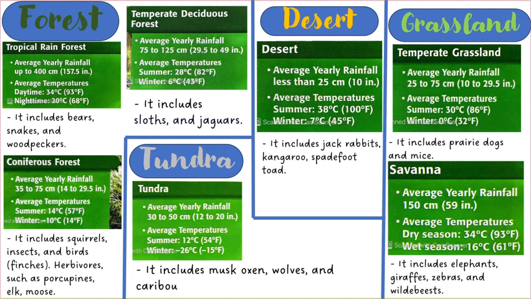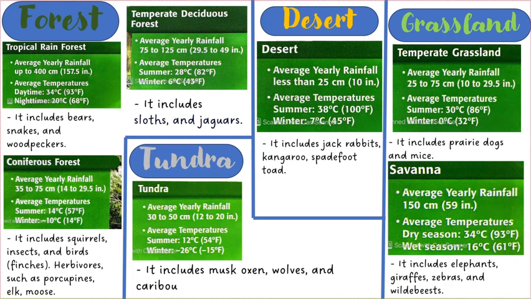The tundra rainfall is up to 30 to 50 centimeters. The temperature in summer is 12 Celsius, but in winter it's negative 26 Celsius. It includes musk oxen, wolves, and caribou.